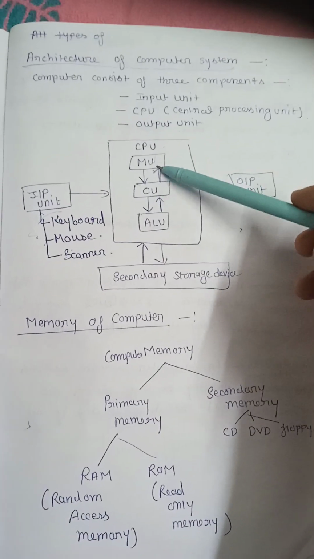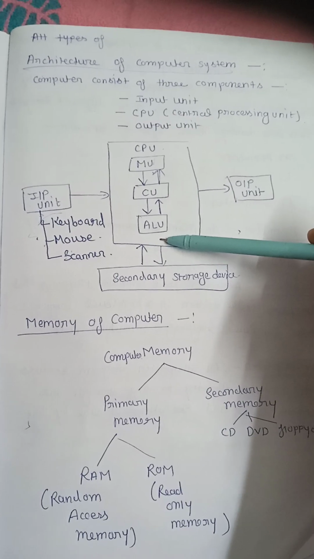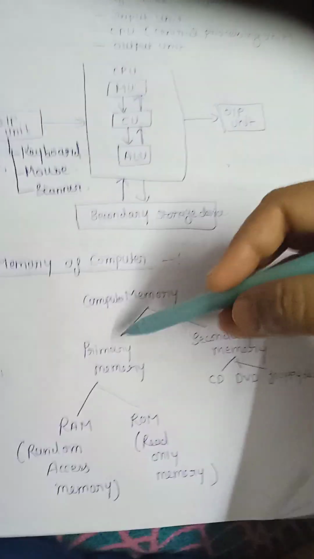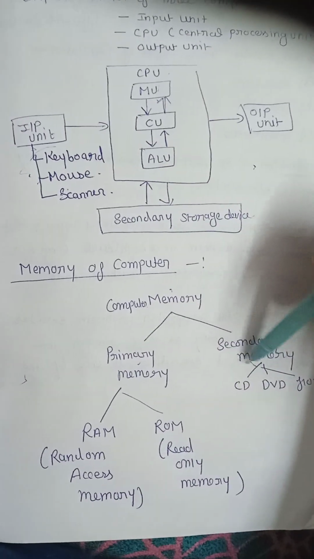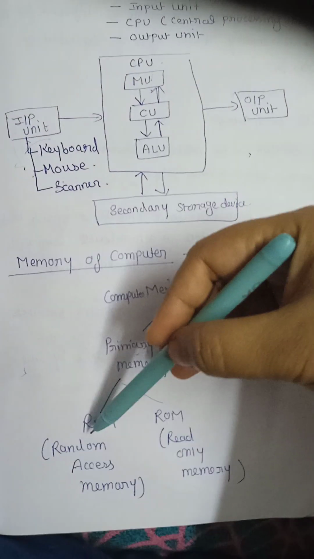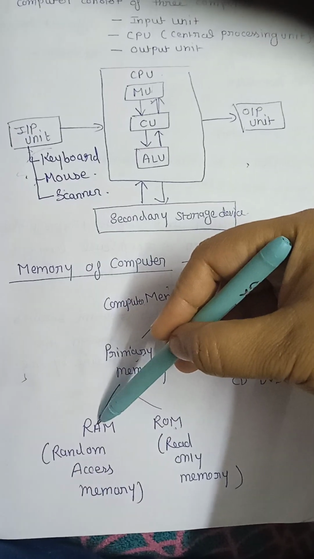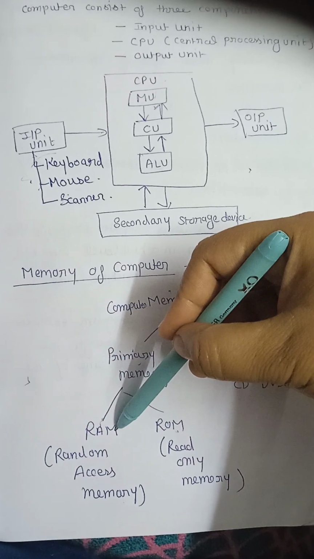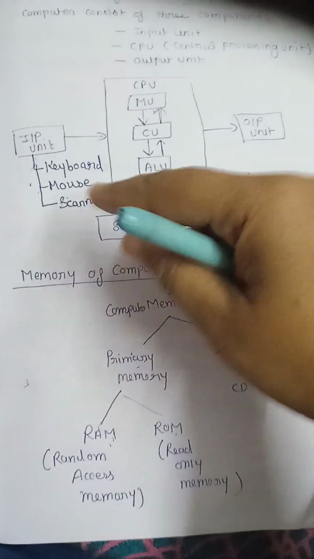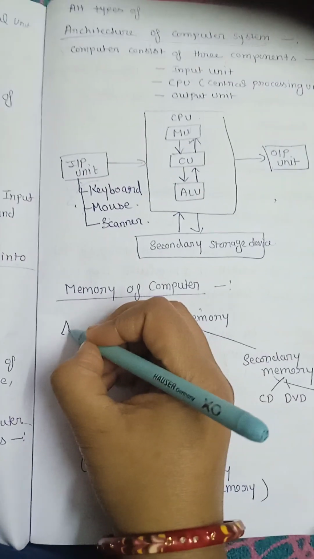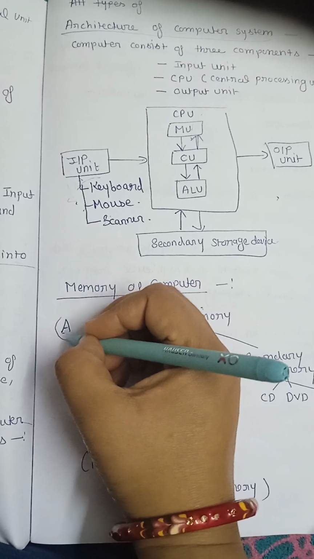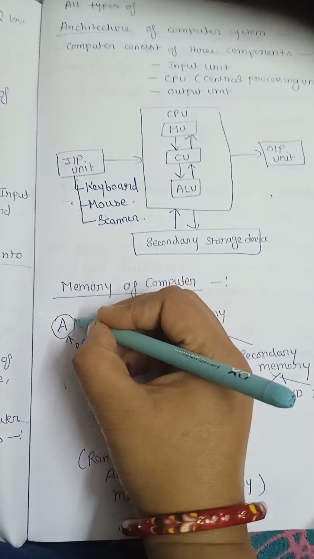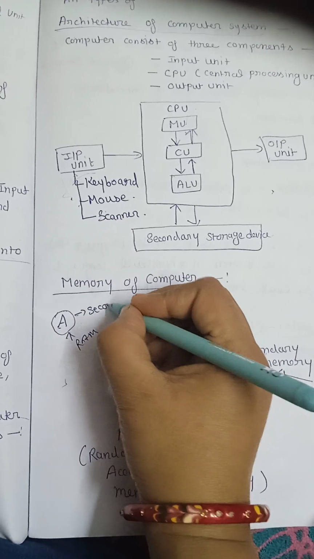The CPU has three parts: the memory unit, the control unit, and the arithmetic logic unit. The memory unit means memory is divided into two parts: primary and secondary. Primary memory is of two types: RAM and ROM. RAM's full form is random access memory. RAM is a temporary memory. If we write A in a system, until it is saved, it is in RAM. When we save it, it moves to the secondary storage device.